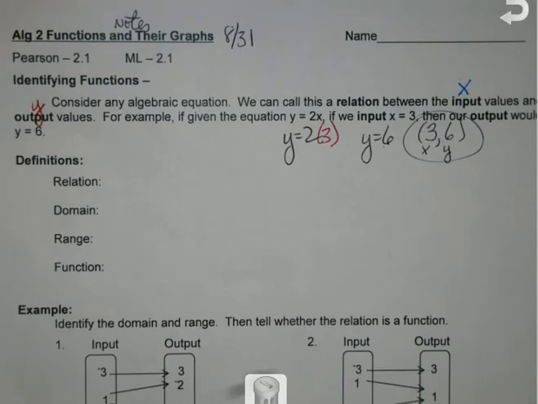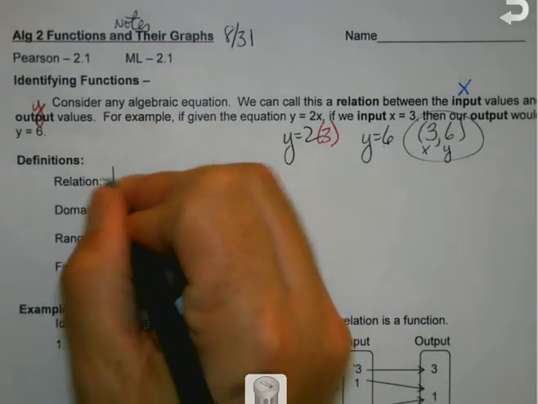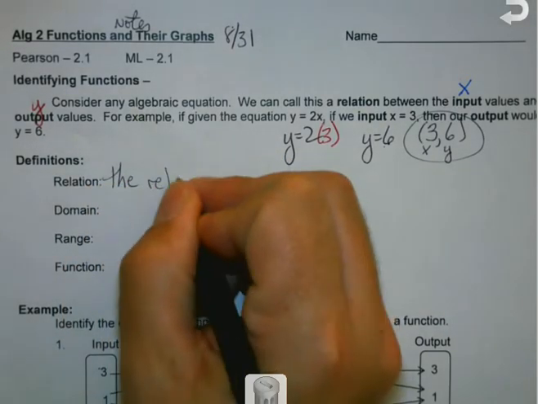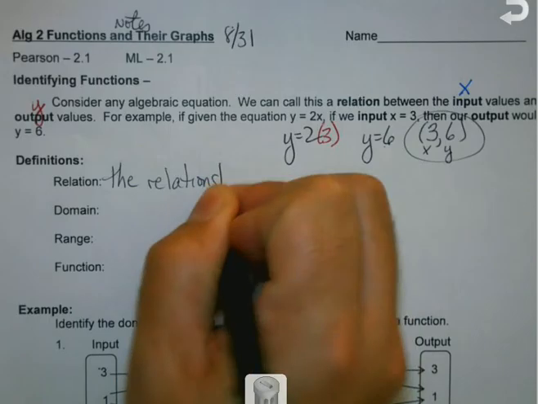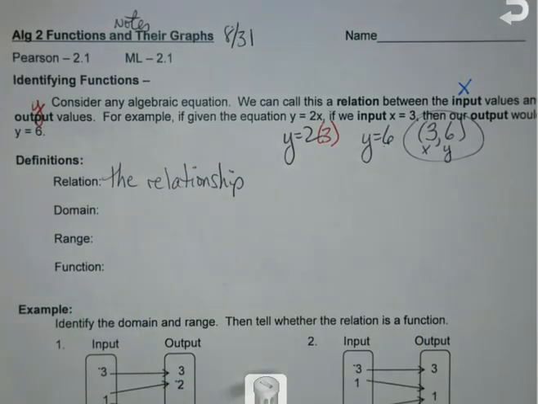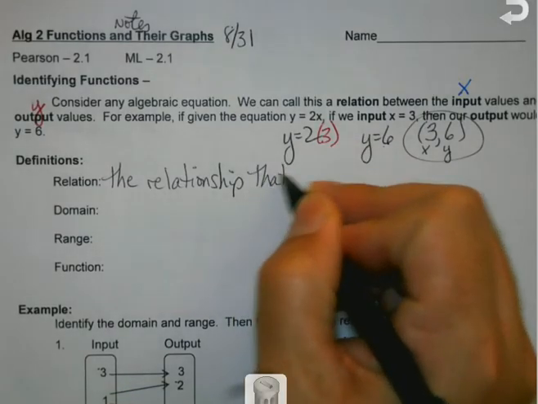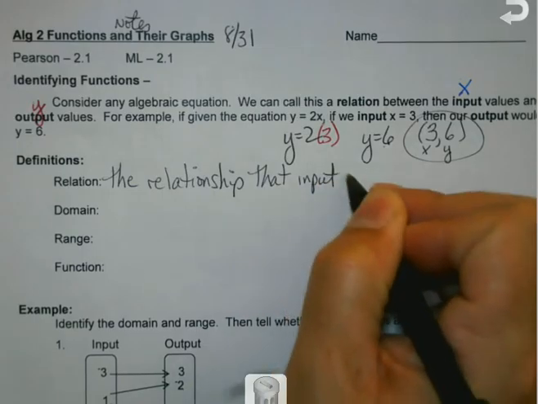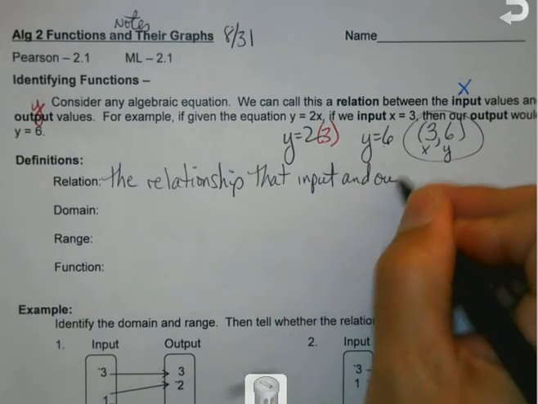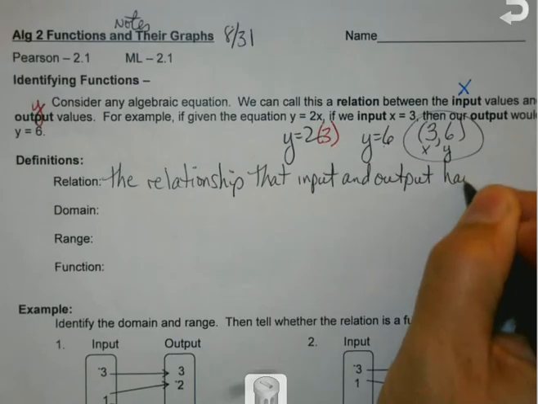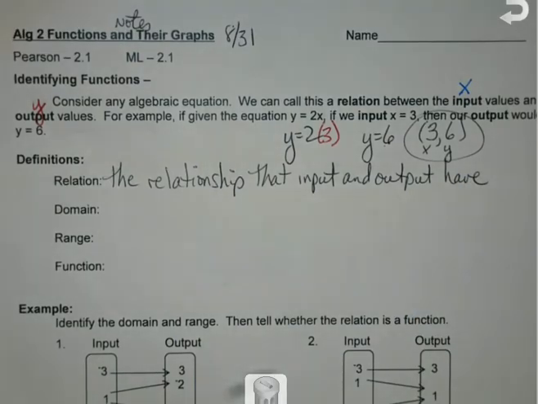So when we start looking at the definitions of these things, to make sure we're all speaking the same language, okay, a relation is the relationship. If you think about relationships, it's how two people get along. Well, here it's how a couple of values get along. So it's the relationship that my input and output have. What happens when I plug in the x and get out a y? Are there more than one y value? How's this work?